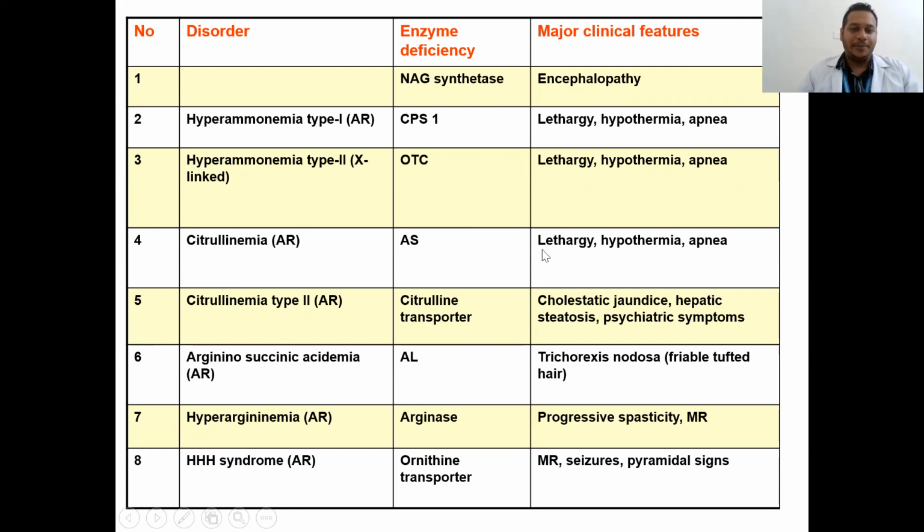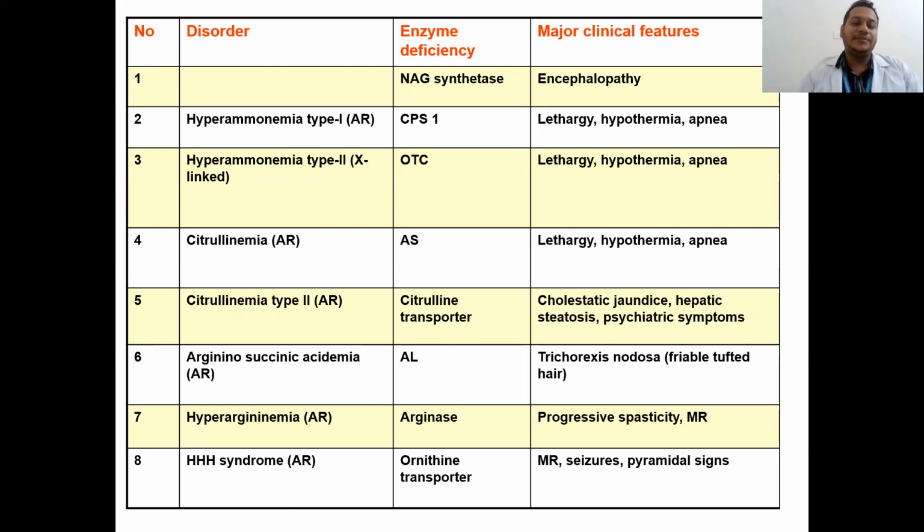Citrullinemia type 2, which is an autosomal recessive defect, has the citrulline transporter as the main defect. It means citrulline transport from the mitochondria to the cytosol will not take place. So the main clinical features will be cholestatic jaundice, hepatic steatosis and psychiatric symptoms.